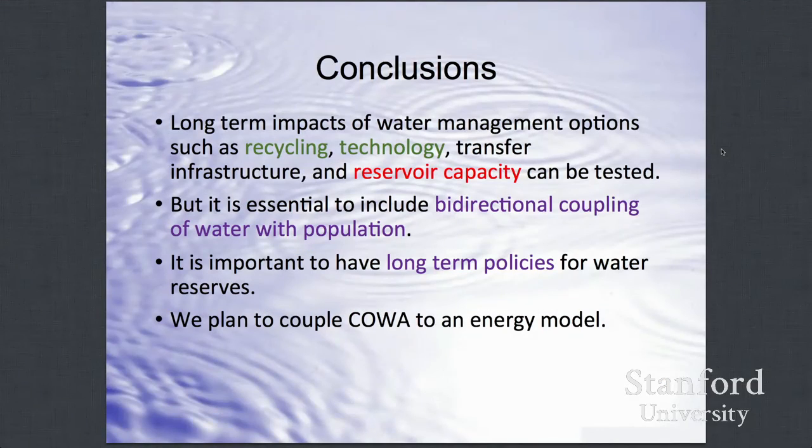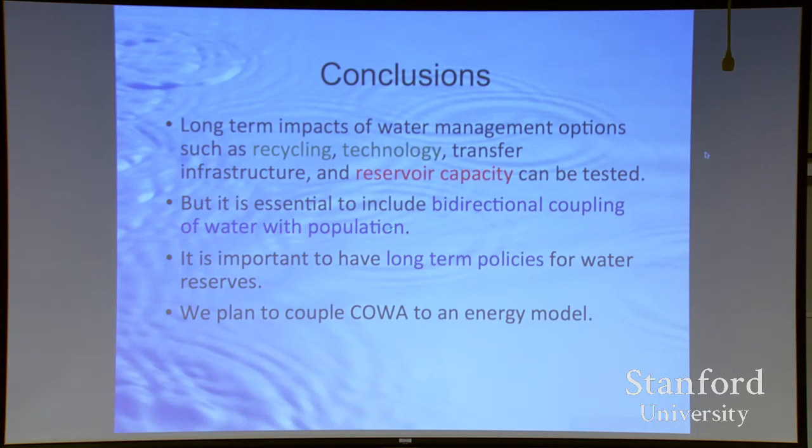So in conclusion, we can make these models that look at long-term impacts of water management options, such as recycling technology, transfer infrastructure, reservoir capacity, on the coupled human water system, human climate water system. But we have to have these bidirectional couplings of water with population in order to see all these non-trivial interactions and non-trivial evolutions of the system.